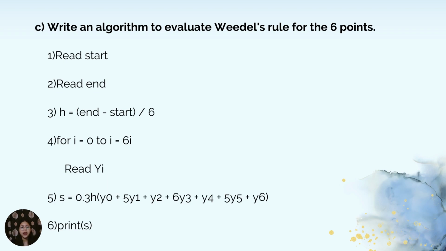Part C. Write an algorithm to evaluate Weddle's rule for the 6 points. First, read start. Second, read end. Third, h is equal to end minus start by 6. Fourth, for i is equal to 0 to i equal to 6, read y i. Fifth, s is equal to 0.3h times y0 plus 5 y1 plus y2 plus 6 y3 plus y4 plus 5 y5 plus y6, then print the s.